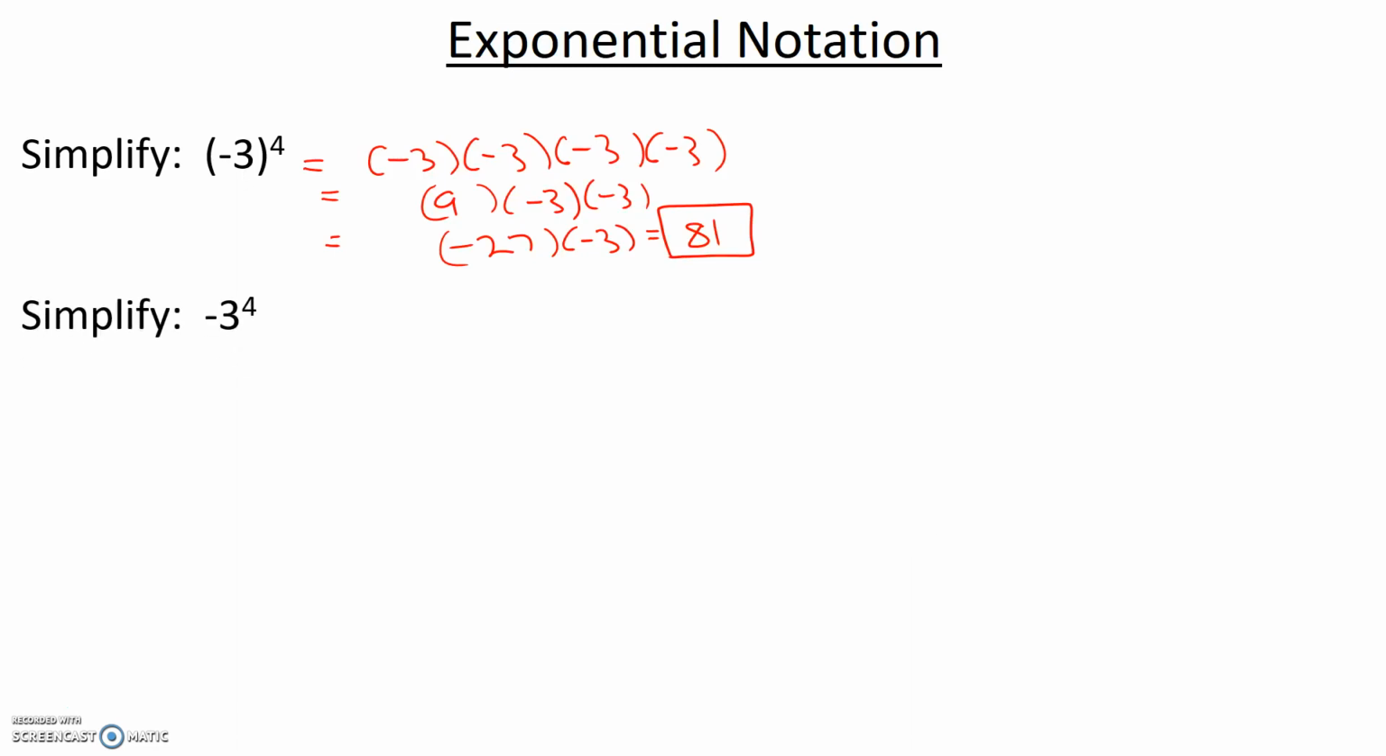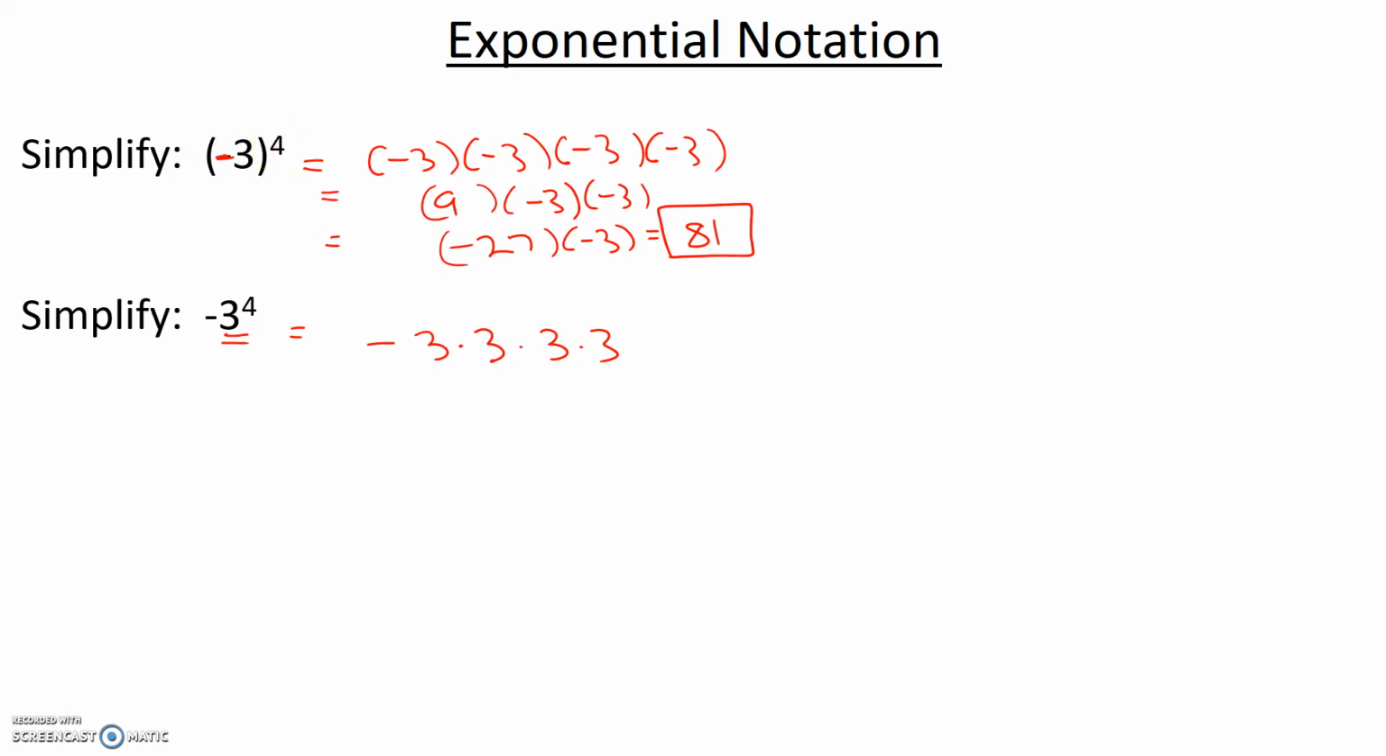Another example, very similar problem, except notice this time that the negative 3 is not in parentheses. So here's what happens with that. The 4 is only the exponent for the 3, not for the negative. So we will rewrite this as one negative, and then 3 multiplied by itself 4 times. Note the difference. In the previous example, the negative was in the parentheses with the 3, and that entire parentheses was being raised to the 4th power.